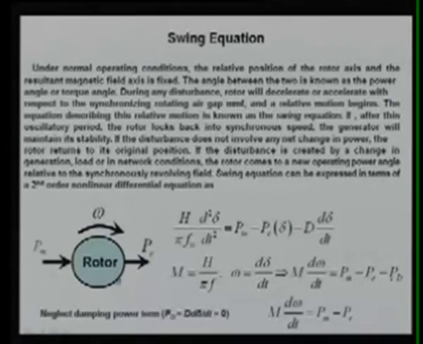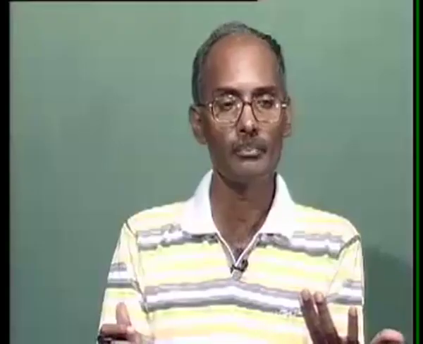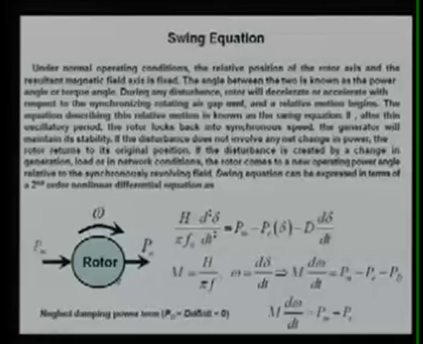Means during any disturbance, the rotor will accelerate or decelerate, depending upon the balance between Pm and Te. If the mechanical input is more than the electrical output, then the machine will accelerate. If the input is less than the output, then it will decelerate. The equation describing this relative motion is known as the swing equation.